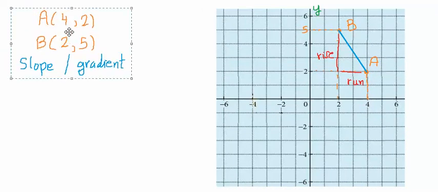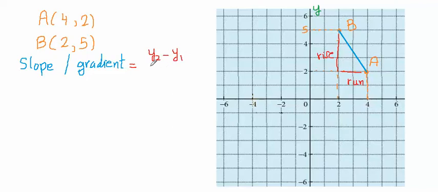Same points A and B, having the coordinates 4 and 2, and 2 and 5. The slope or gradient is equal to y2 minus y1 divided by x2 minus x1. When you are writing y2 and y1, the 2 and 1 should be written at the bottom. Here x2 and x1, the 2 and 1 should be written at the bottom. We will not write it like y2 here and 1 here. That will be wrong.